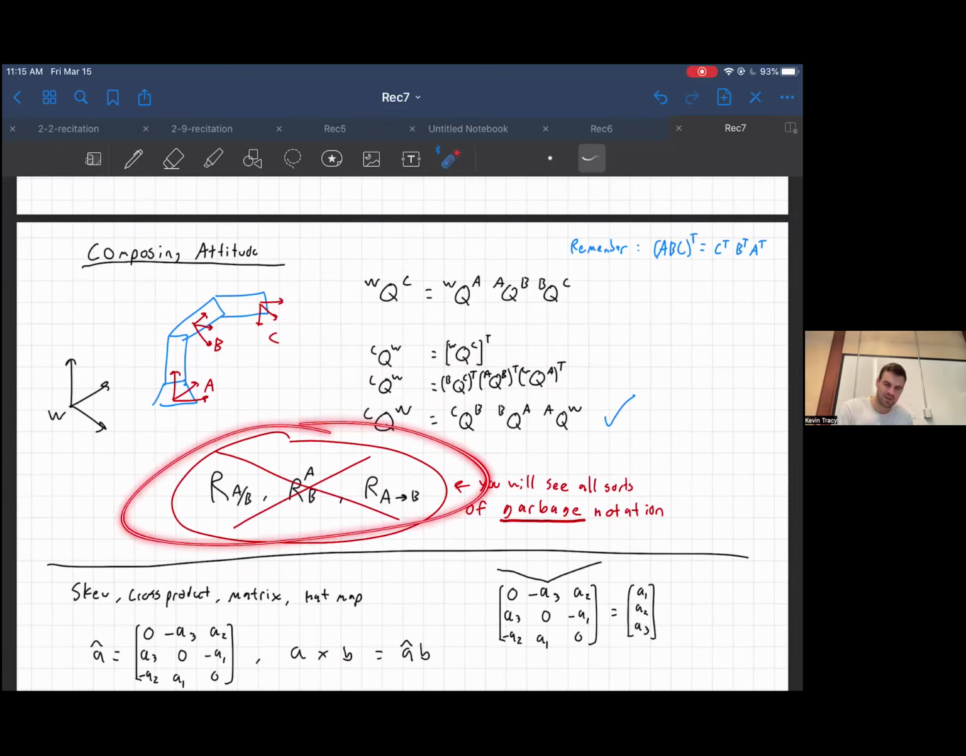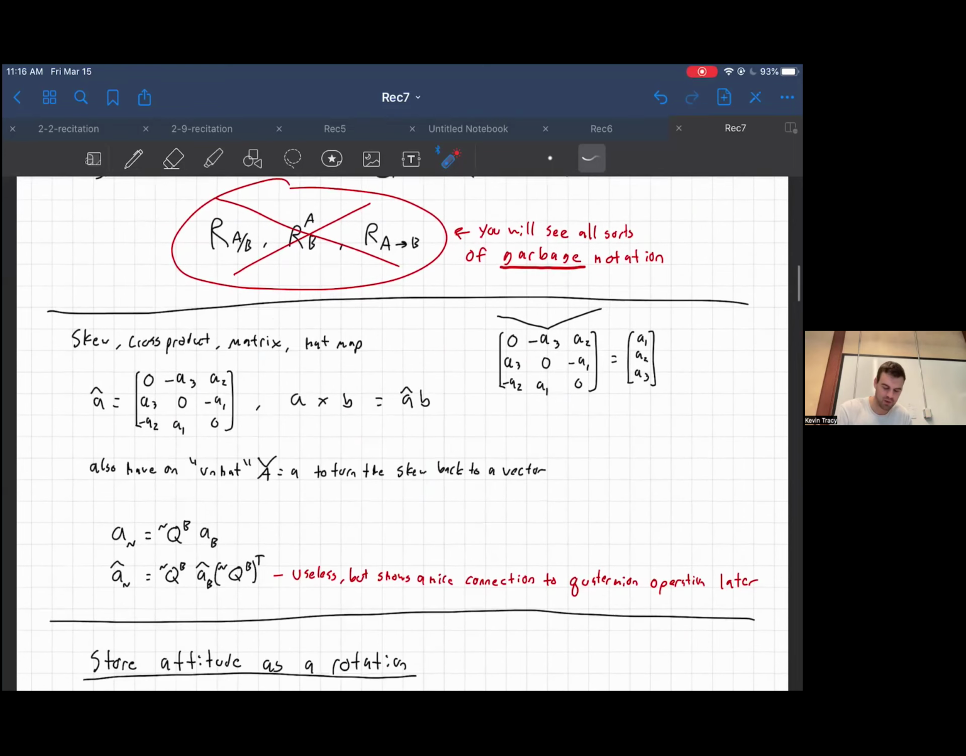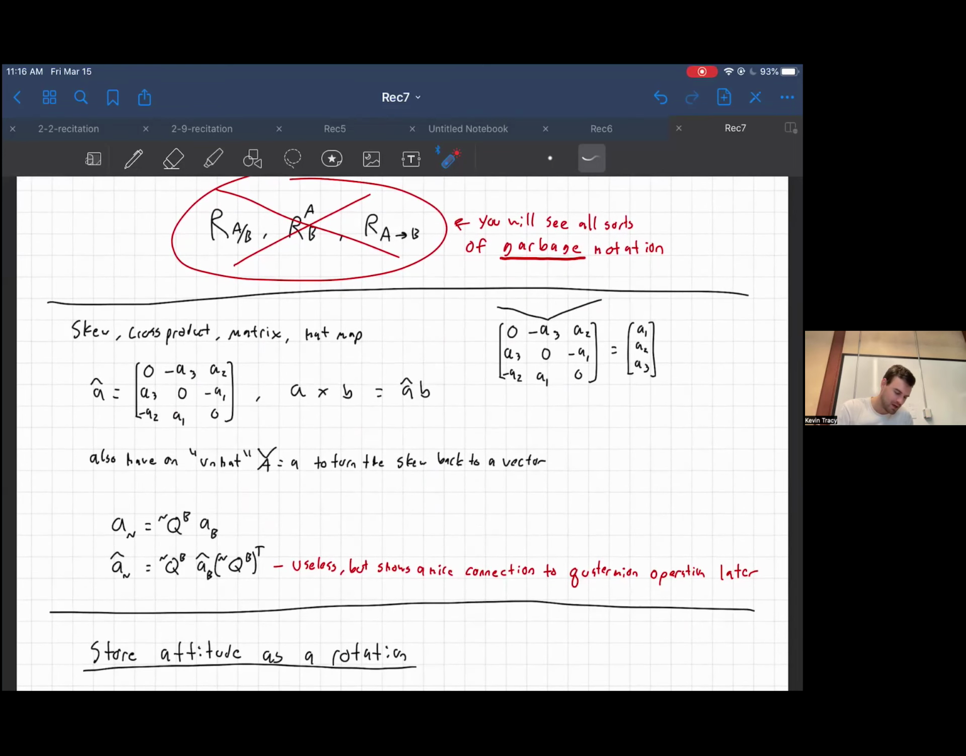Then I made a point about how there's just some absolutely terrible notation out there, which I really stand by and will argue with anybody about. We now have a skew or cross product matrix or hat map, all kind of the same. Sometimes you'll even see tilde, but it's just the idea of taking this vector and converting it into a 3 by 3 skew symmetric matrix where we just pull out the components like this.